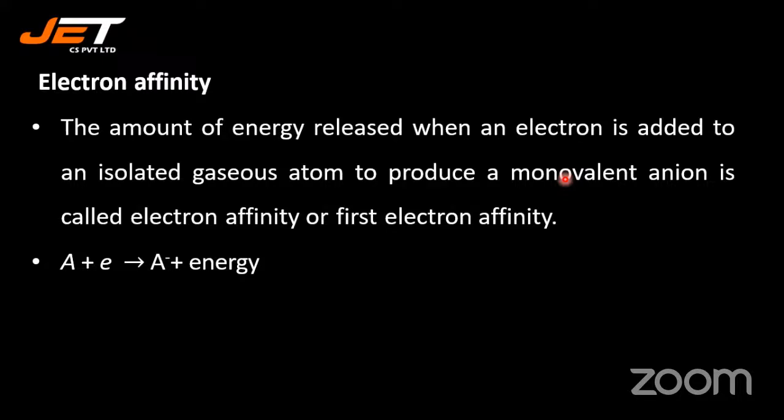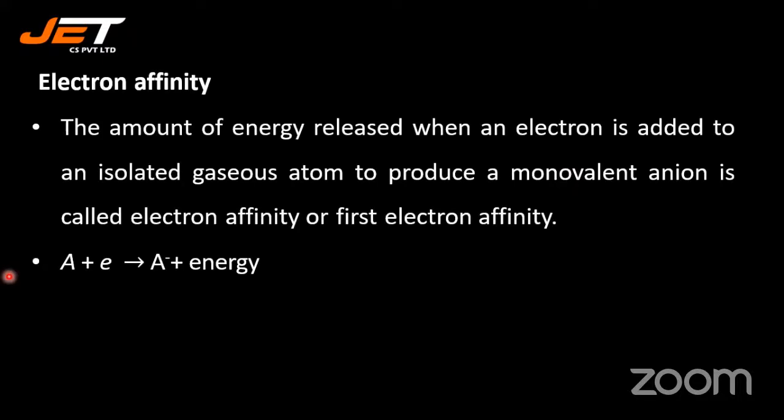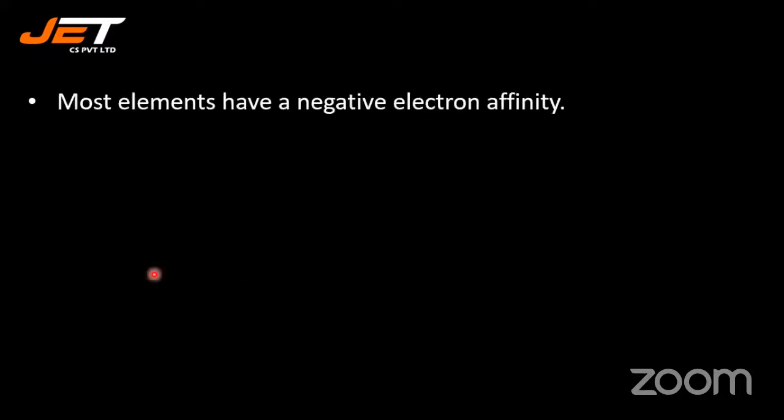So for ionization energy, it is the amount of energy we are spending to remove an electron. Now we are spending energy to add an electron. So that is the electron affinity. See, I have added the electron on the left side. So the electron is being added, so A minus plus energy.